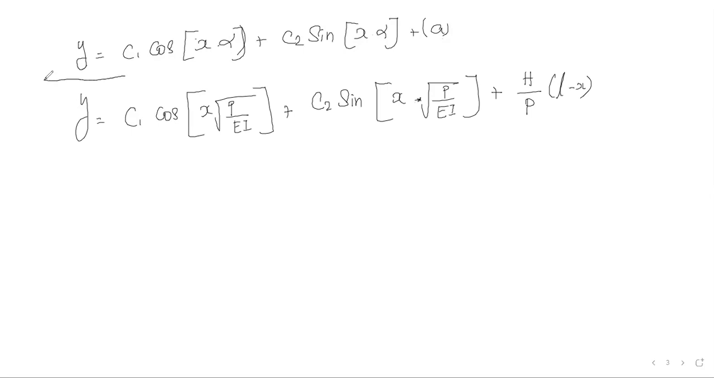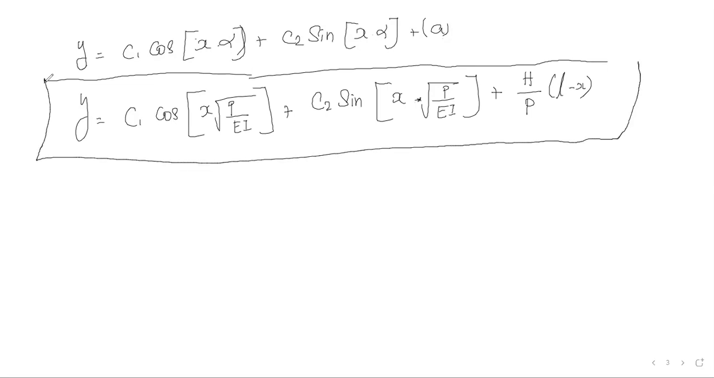So the solution for the equation is Y is equal to C1 into cos x into root under P by EI plus C2 into sin x into root under P by EI plus H by P into L minus X. This is the solution for the above equation. Next, we have to substitute the boundary conditions.